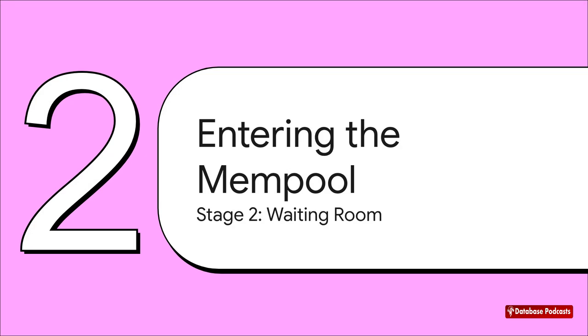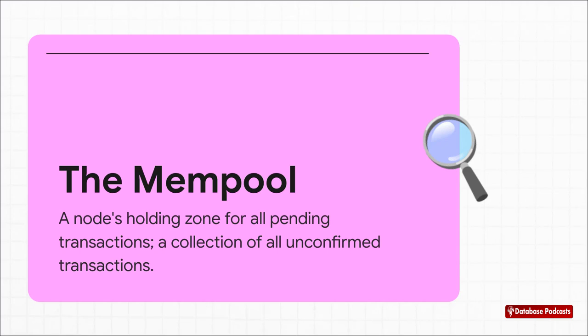So once your wallet broadcasts this request, where does it go? You might think it goes straight to the blockchain, but nope. Instead, it enters this kind of chaotic global waiting room. This waiting room is called the mempool. It's essentially a holding zone, a staging area for all the unconfirmed transactions. Again, if you're thinking in database terms, it's like a space for uncommitted transactions.